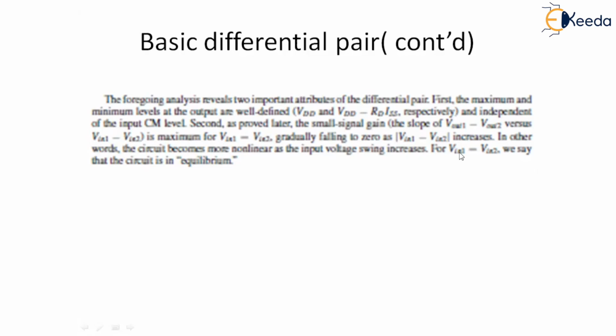So for Vin1 equal to Vin2, we say that the circuit is in equilibrium. This is the qualitative analysis of the basic differential pair, in which we have taken different cases, and we have seen that if there is an input swing, the output levels VDD and VDD minus RD ISS do not depend upon the input common mode level.